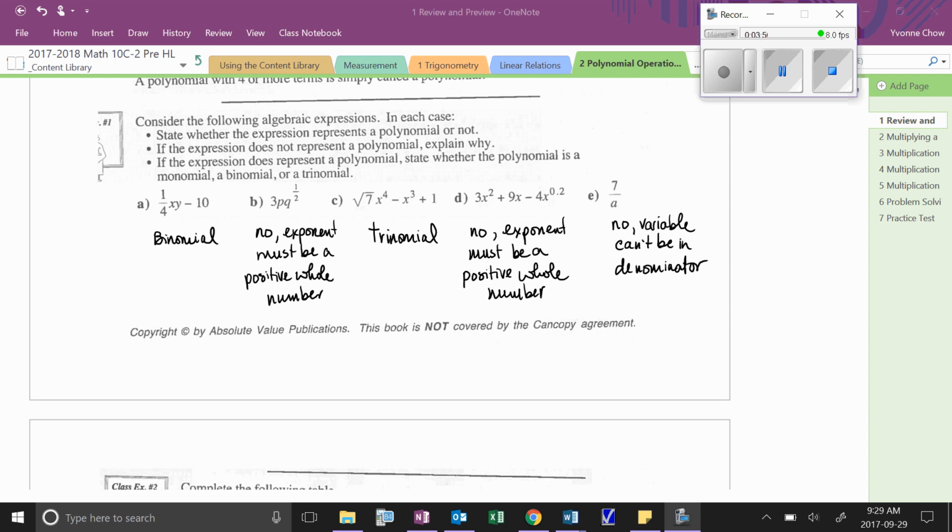We're really just focusing on the variables, and that helps to determine whether or not an algebraic expression is a polynomial. So for B, our issue is this exponent 1/2. 1/2 is not a positive whole number, so that is not a polynomial. For C, yes, root 7, totally fine as a coefficient, so that is a trinomial. So there's our 1, 2, 3 terms. For D, again, we have the issue with this exponent of 2/10, which is not a positive whole number. For E, our variable cannot be in the denominator.